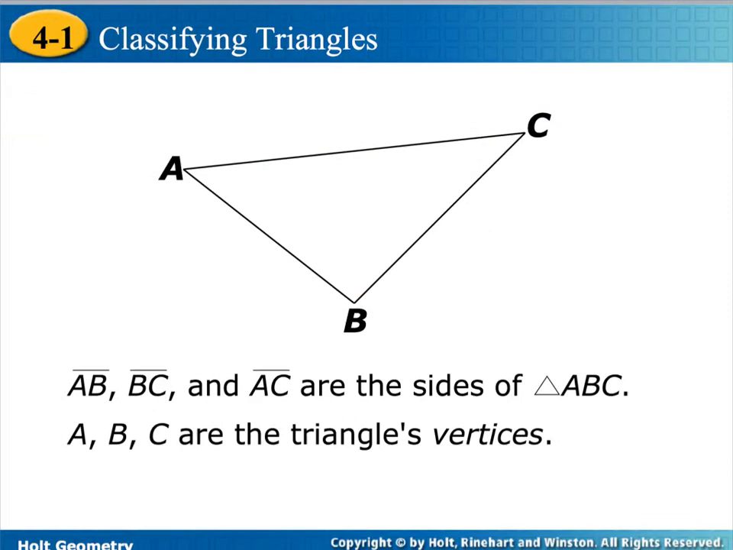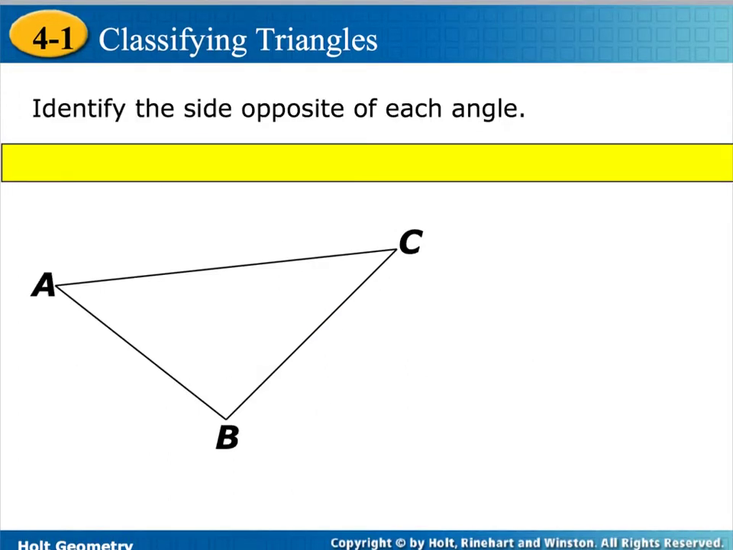When we look at the different vertices, you don't have to write this down, and the different sides, AB, BC, and AC are known as the sides of the triangle ABC, and A, B, and C are the vertices. Easy as that. AB, BC, and AC are the sides. A, B, and C are the vertices. Pretty simple. I want you to identify the side opposite of each angle. If I'm looking at A, what's opposite? If I'm looking at B, what's opposite? If I'm looking at C, what is opposite? So I want you to try those three.